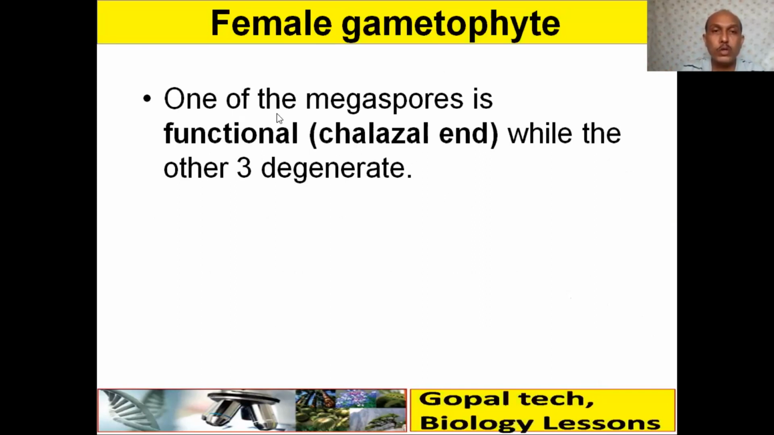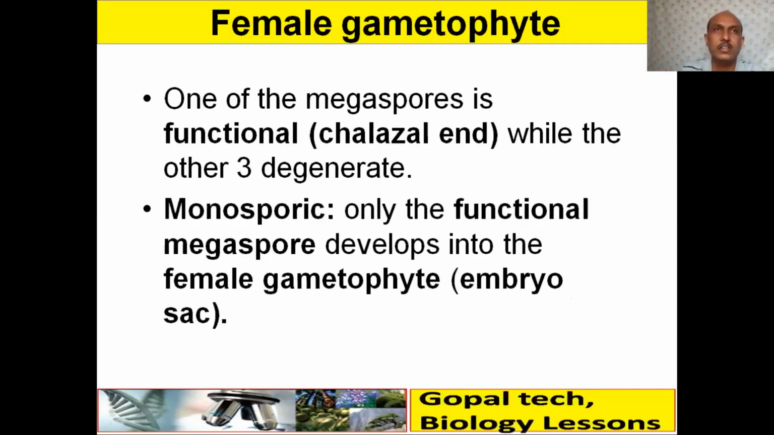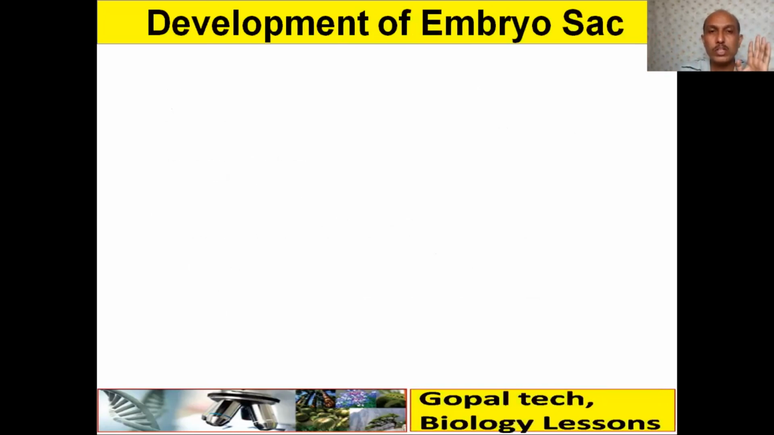Now, how does that megaspore become the female gametophyte? Out of 4, one of the megaspores is functional, especially the one present at the chalazal end, while the remaining 3 will degenerate. Therefore, out of 4 megaspores, only the functional megaspore, that is monosporic, develops into the female gametophyte, also called the embryo sac. So monosporic development का मतलब क्या है? 1 megaspore develops into 1 embryo sac. Out of 4, 1 will become functional.